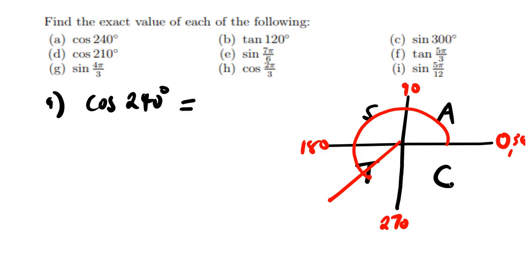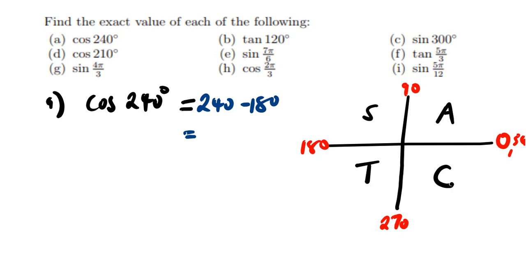You're only going to get this part because it's the one that is less than 90. Okay, so that's what we're going to do. So 240, for us to find the other angle, we're going to subtract. We're going to say 240 minus 180, and when you do that, you're going to have 60 degrees. Therefore this cos 240 is equivalent to cos 60.